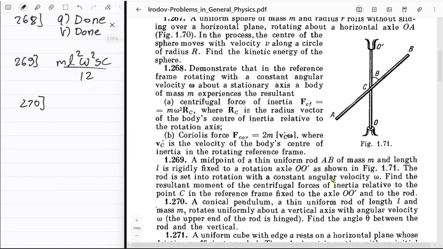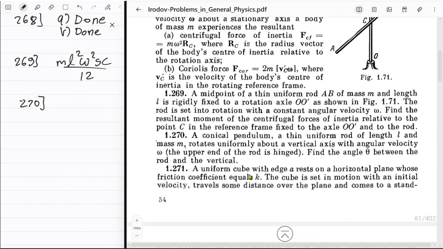Last question for this video. Okay. Conical pendulum, a thin uniform rod of length L and mass m, rotates uniformly about a vertical axis with angular velocity omega. The upper end of the rod is hinged. So you got this as a thing, right? And find the angle theta between the rod and the vertical. So this is the thing, okay. Angular velocity omega, right? So this is actually rotating with omega. Cool.